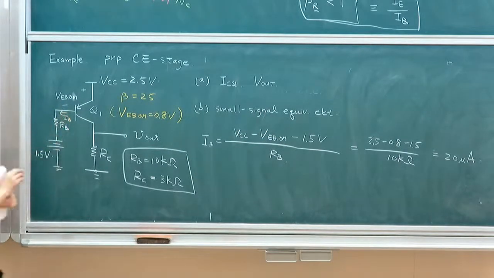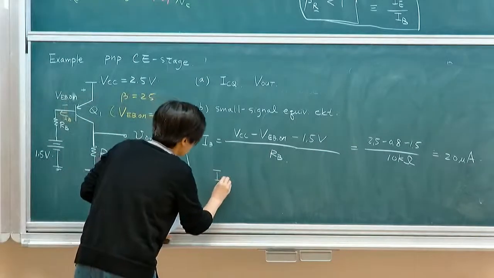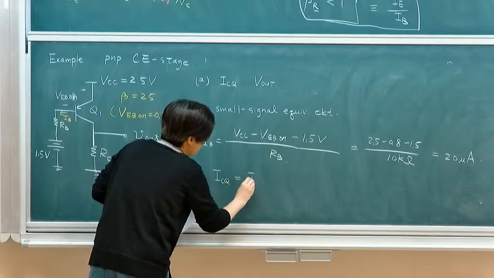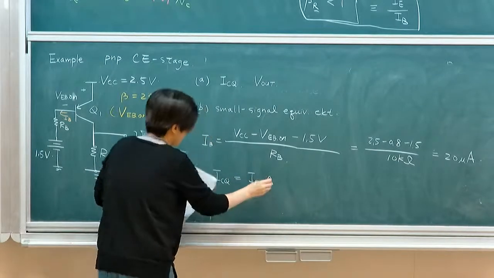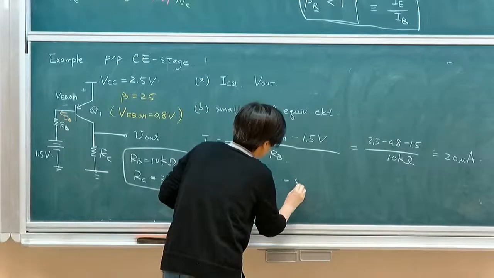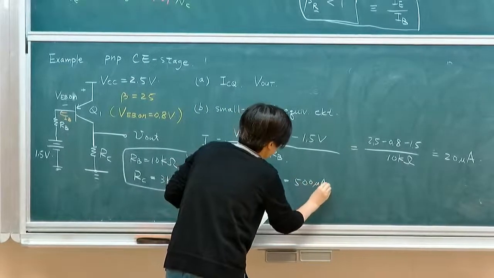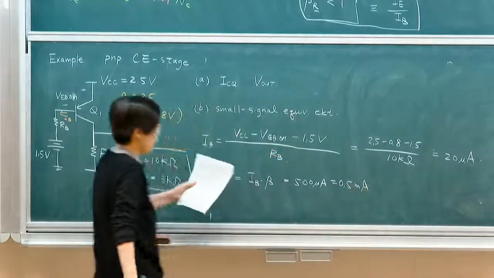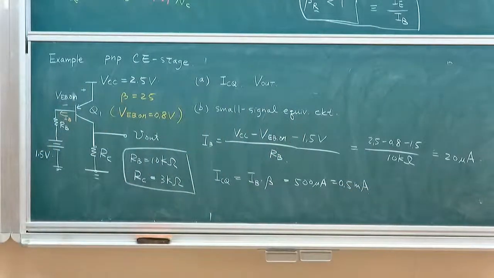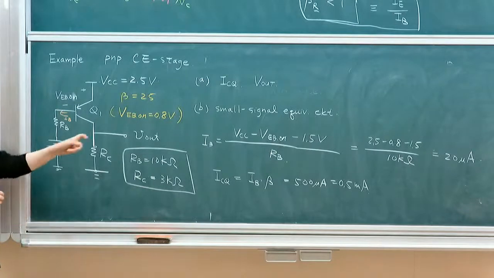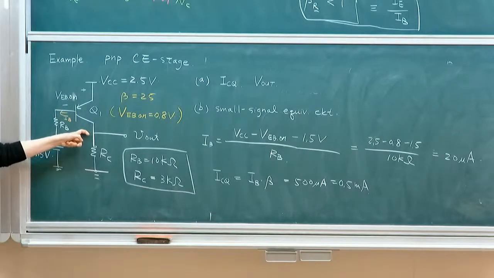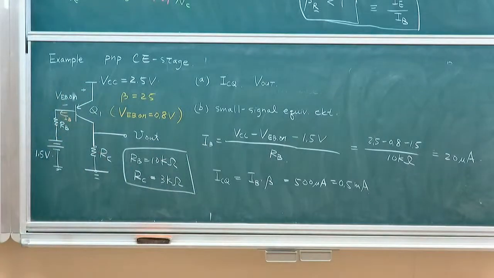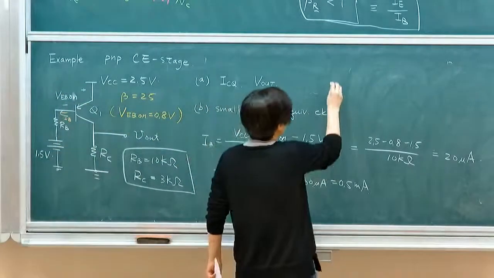Once the base current is given, the next thing is then, what is the collector current? Collector current at quiescent point will be IB times beta. So this will give me 500 microamp, which is 0.5 milliamp. Okay? And the next thing is that you want to make sure that this device is operating in active, otherwise this equation is no longer valid. So we find out what VL is.